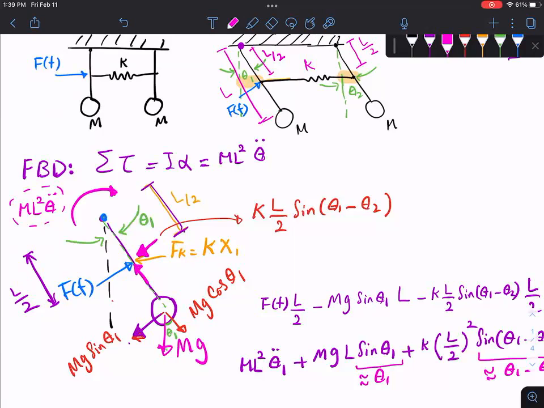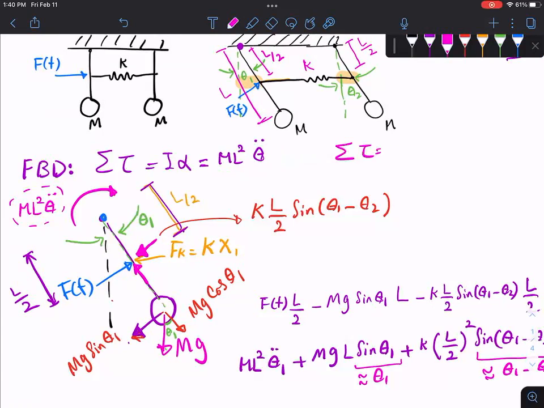So we only have these 3 forces: K L over 2 sine of theta 1 minus theta 2, mg sine of theta 1, and our f of t. Now, if we use this equation here, then we have this term, which is our inertia term. You can either use that equation or, as I explained before, you can use sigma tau equal to 0, but then the inertia, ml squared theta double dot, will appear as one of the torques. So to keep it consistent, I'm just going to follow this equation throughout this problem.